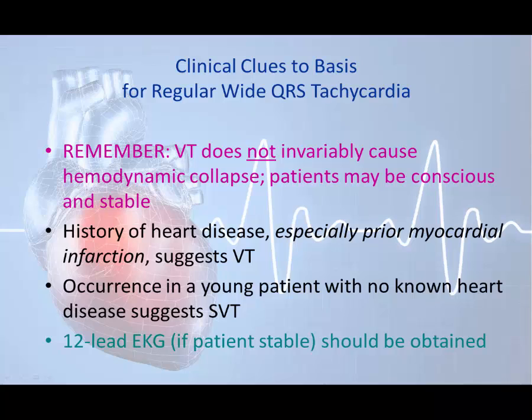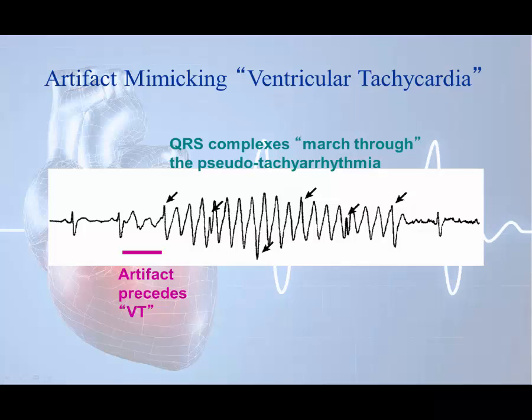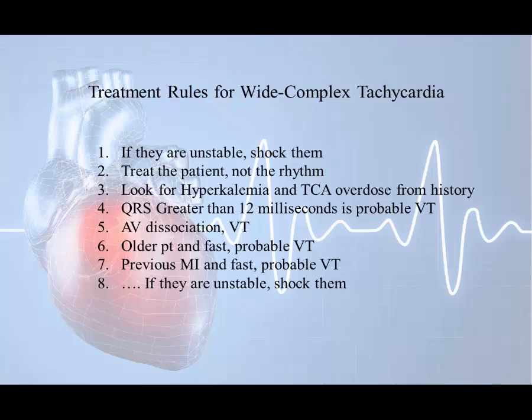Clinical clues to the basis for regular wide QRS tachycardias. VTAC does not invariably cause hemodynamic collapse; patients can be conscious and stable. A history of heart disease, especially prior myocardial infarction, suggests VTAC. Occurrence in a young patient with no known heart disease suggests SVT. A 12-lead EKG, if the patient is stable, should be obtained. Watch for artifact mimicking VTAC, so check the patient. That's all we see, the classic one.